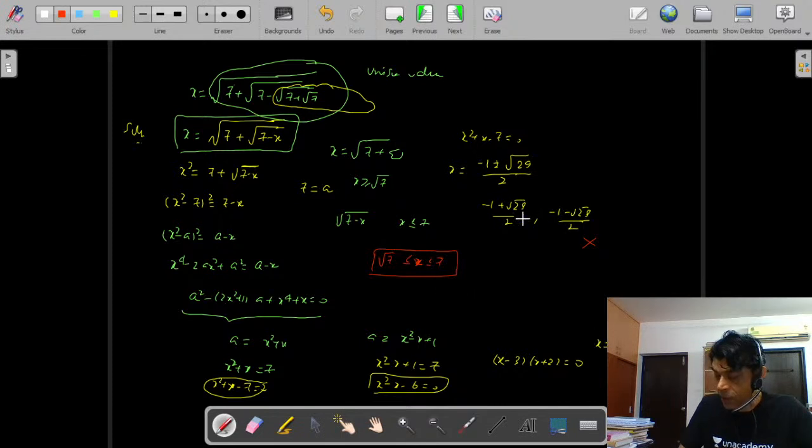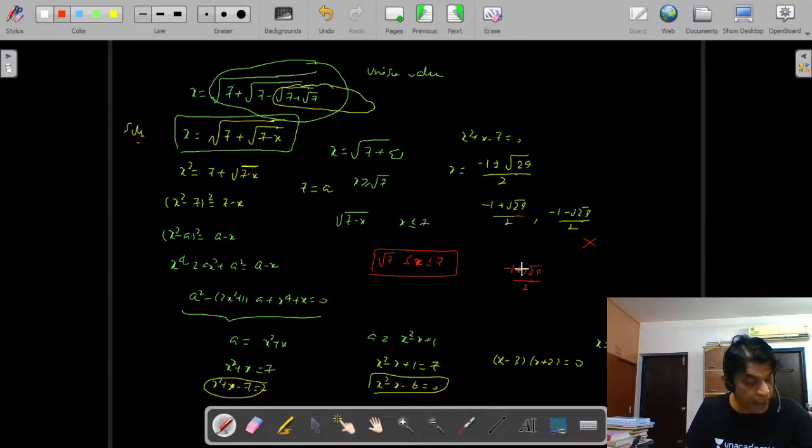Let's check this one, negative 1 plus root 29 over 2. Whether this falls here or not, and then if it falls, whether it is a root or not, right? Both should be there. Yes or no? Do you agree that both should be there? Okay. So negative 1 plus root 29 over 2. We have to test whether this is less than 7 or greater than 7. So what is your guess? This is less than 7 or greater than 7? And if this is there, then what should we do? Should we take that or should we not take that?